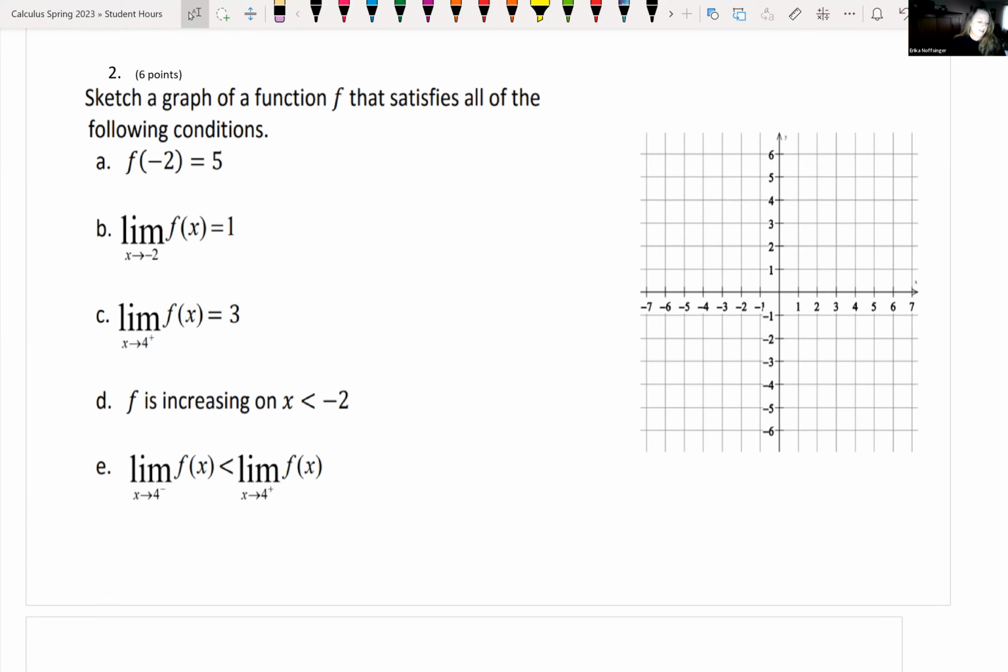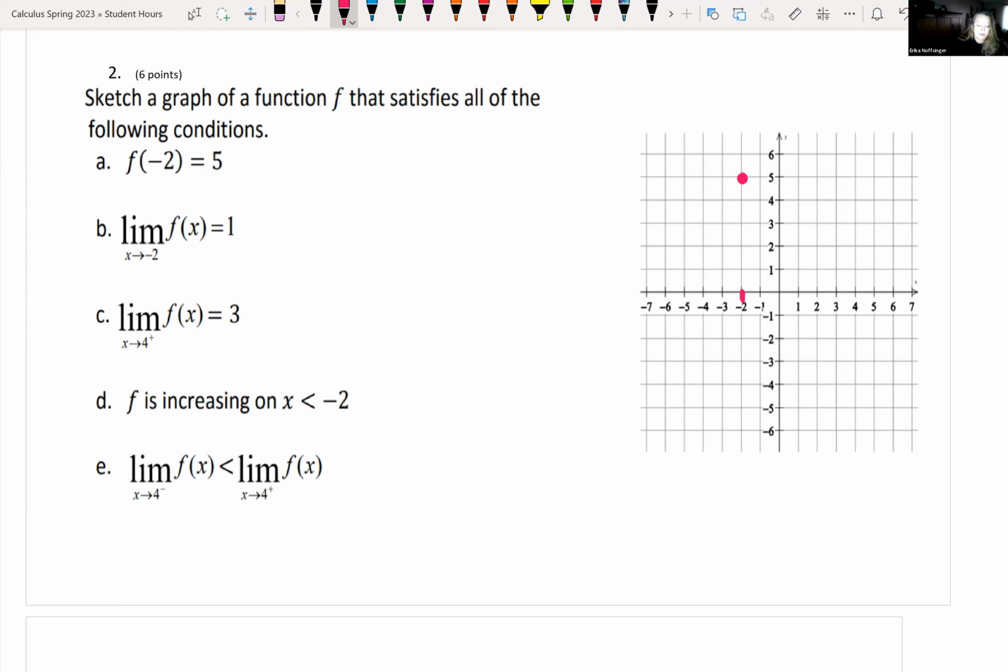So this next question, number 2, we want to sketch a graph of a function f that satisfies all of these following conditions. And so we have 5 different conditions here that we want to hold true. Answers can vary here, but as long as all 5 of these conditions hold true, then we have a graph of f. So f of -2 for part A is equal to 5. So that's saying when x is -2, I have a point at 5.